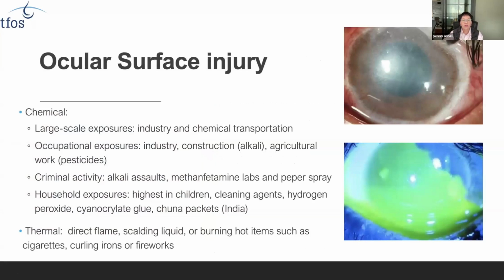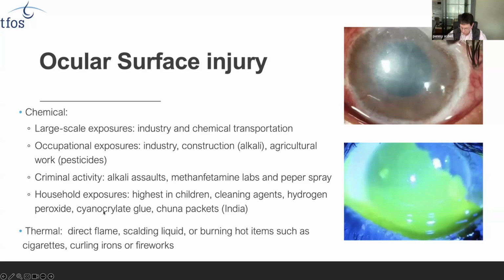Surface injury can certainly occur from industry, occupational issues, agricultural pesticides, construction work where there's alkali, like in cement. But unfortunately, there's also criminal activities where people throw alkali, obviously because they're angry, but it might be something they have around the house for cleaning, plumbing and things like that. There are household exposures and things like that. So all of them are really bad, and obviously we want to avoid them if possible. Thermal injuries can also occur, usually a little less severe than chemical injuries.